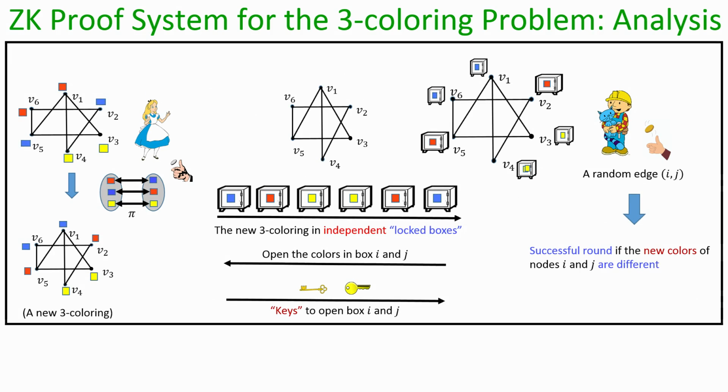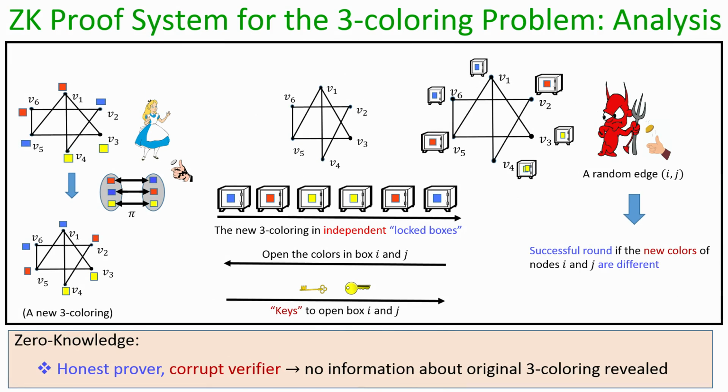Now, let us analyze the zero knowledge property, and remember, for the zero knowledge property we have to consider the case when our prover, namely Alice, is honest and indeed she has a witness which she wants to hide from a malicious verifier. So, in this case the verifier is the corrupt guy, and the goal of the verifier is to try to learn about the original 3 coloring. It turns out that even if the verifier is corrupt, it learns absolutely no information about the original 3 coloring.